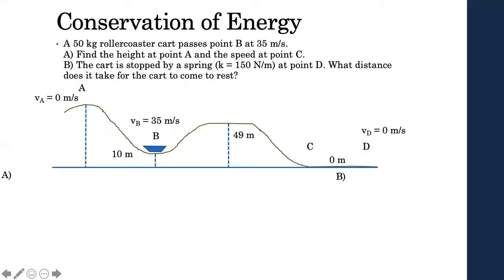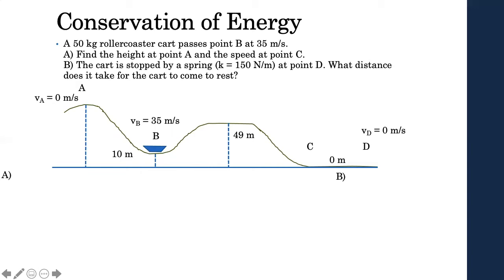So here's another question for you about the conservation of energy. A 50 kilogram roller coaster cart passes point B at 35 meters per second. I want you to find the height at point A and the speed at point C. Then the cart is going to be stopped by a spring at the very end. The spring has a spring constant of 150 newtons per meter. I want you to tell me what distance it takes for the cart to come to rest once it hits the spring.